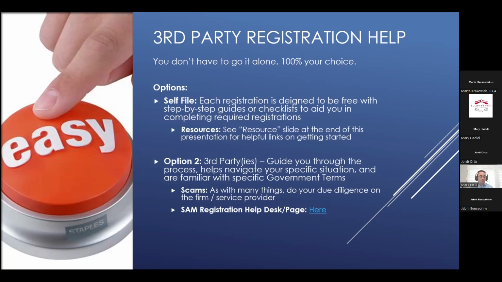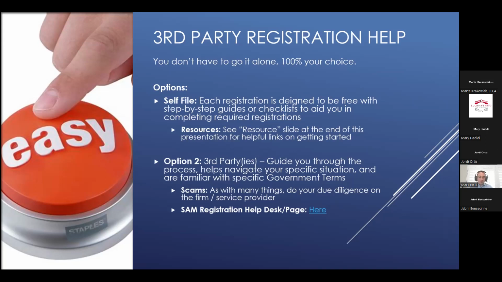But sometimes you're busy doing your own business. You've got things that you do. You don't have time to deal with this. So an alternative option: you can get third parties to guide you. They'll be able to guide you through SAM registration or potentially getting your CAGE code or your EIN if you wish.